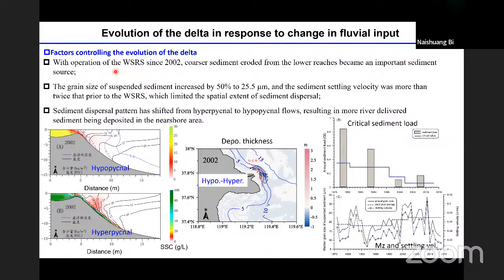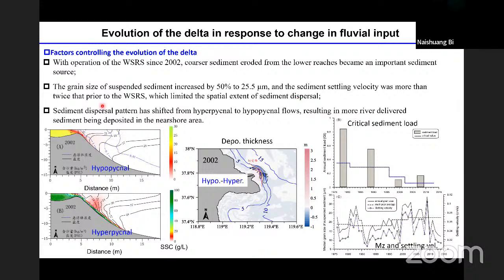With the operation of the water sediment regulation scheme since 2002, coarse sediment eroded from the lower reaches became an important sediment source. So the grain size increased by over 50%, and the settling velocity of suspended sediment was more than twice that prior to the water sediment regulation scheme. So increasing settling velocity will limit the spatial extent of sediment dispersal.